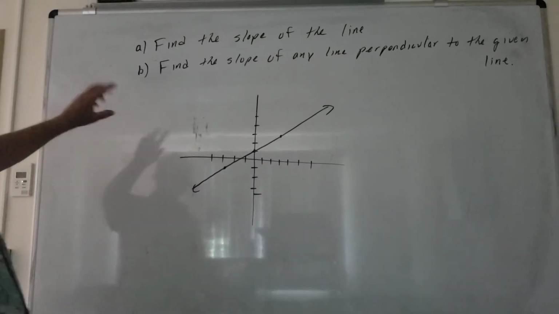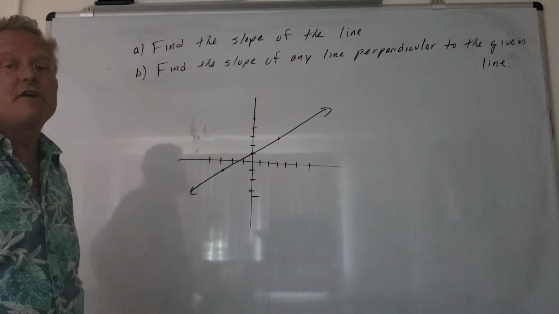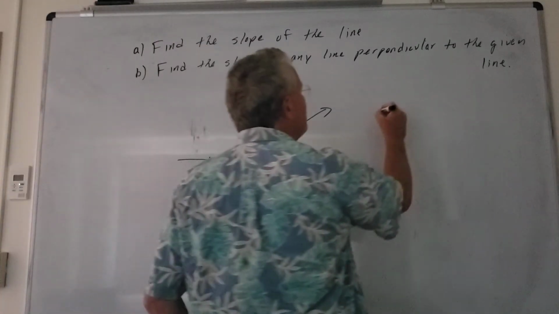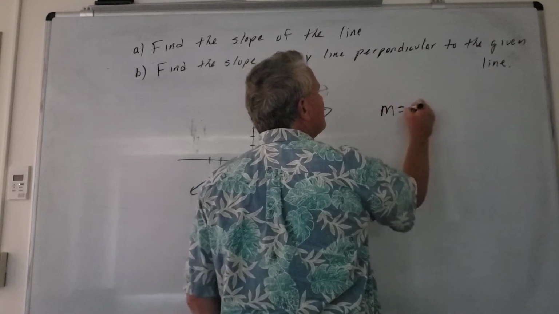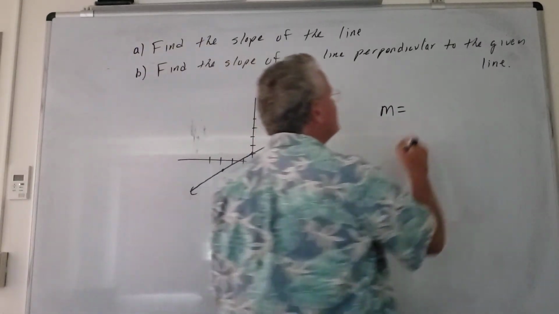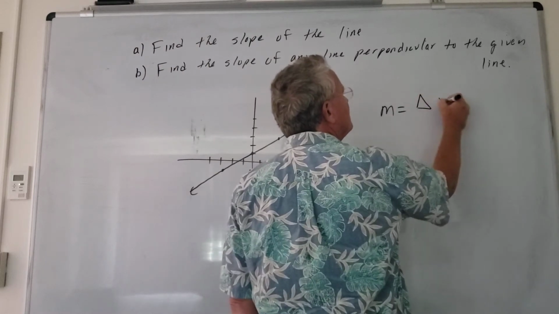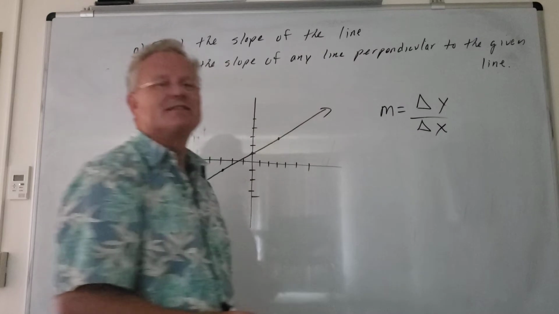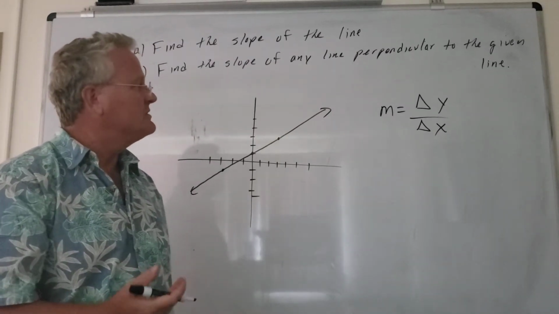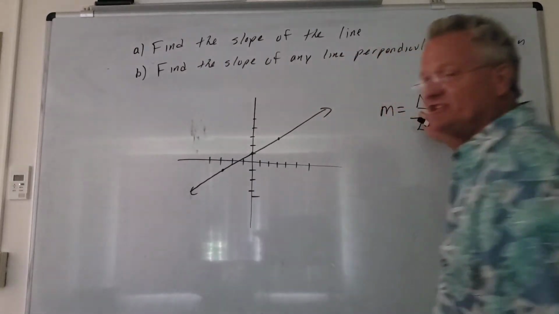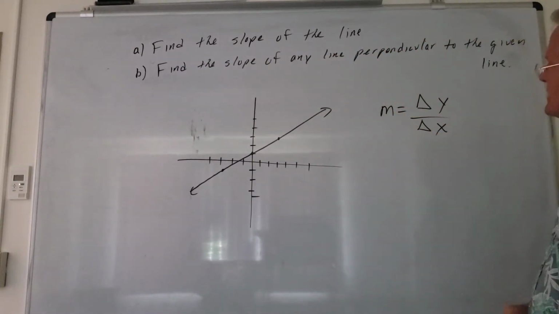Okay, so there's two parts to this problem. We'll first be asked to find the slope of the line. Well, the definition of the slope, we use the letter m, the small letter m. It's the change in y over the change in x. So that's the Greek letter, looks like a triangle, but it's the Greek letter delta. So delta y, that represents the change in y, over the change in x.